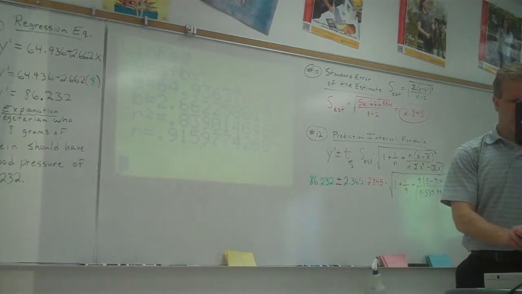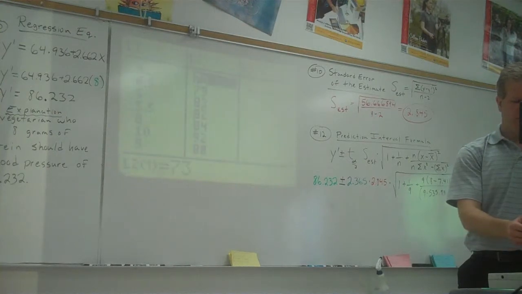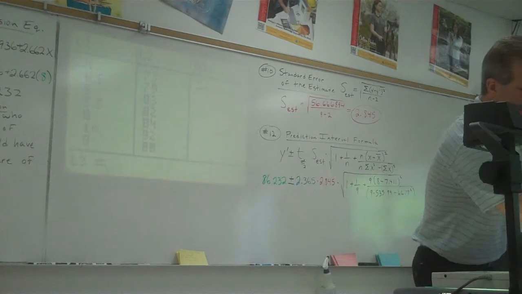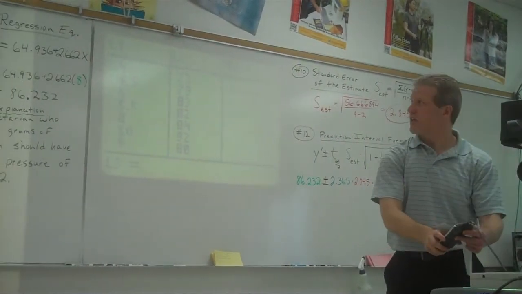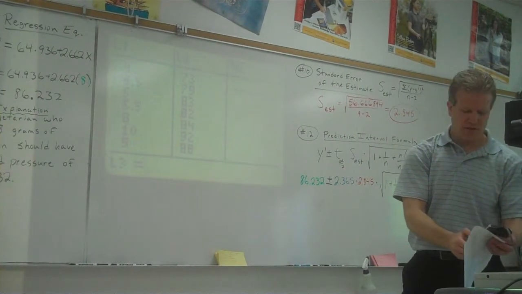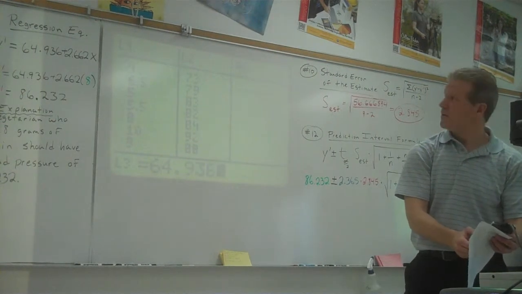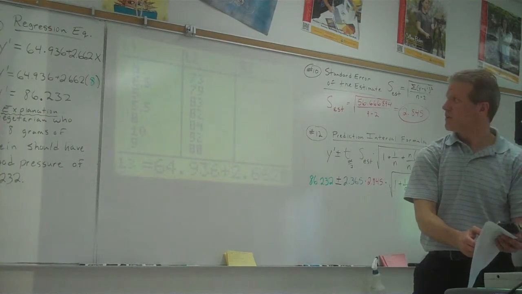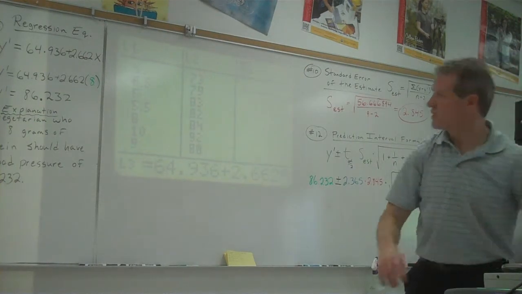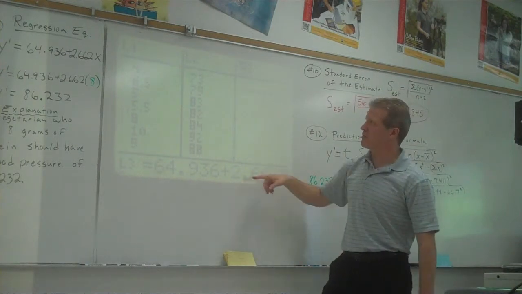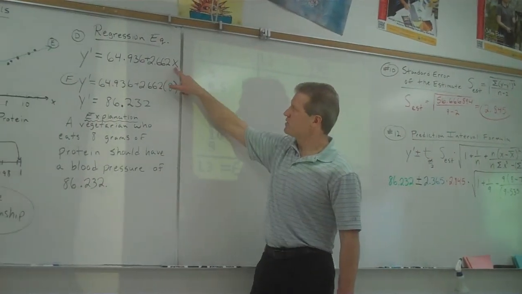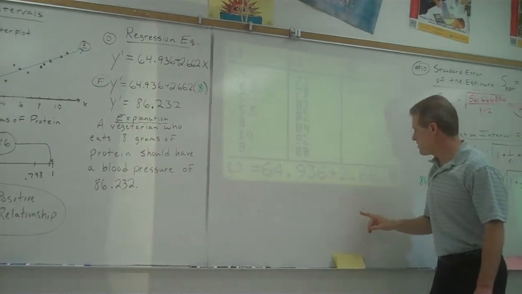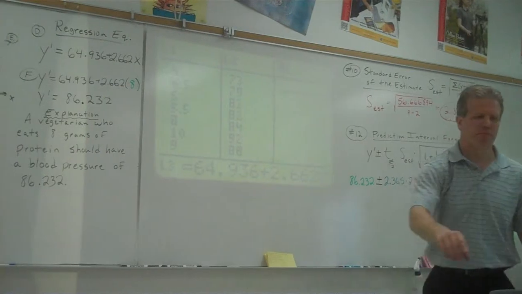So you can push stat, enter. In list 3, get up on top of L3, type in your regression equation. So I'm going to type in 64.936 plus 2.662. But I don't want to just put an x here, because I don't want to just plug in one x. I want to plug all of the x's into this equation so I can get all of my predicted y's, my y primes. So I need to, right here, put list 1, second one.